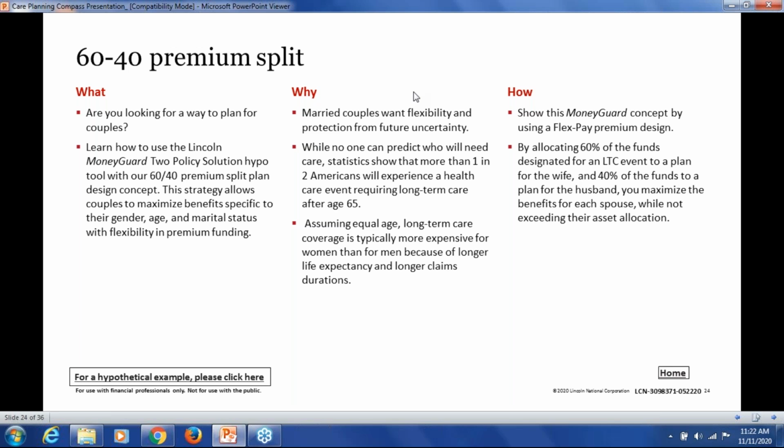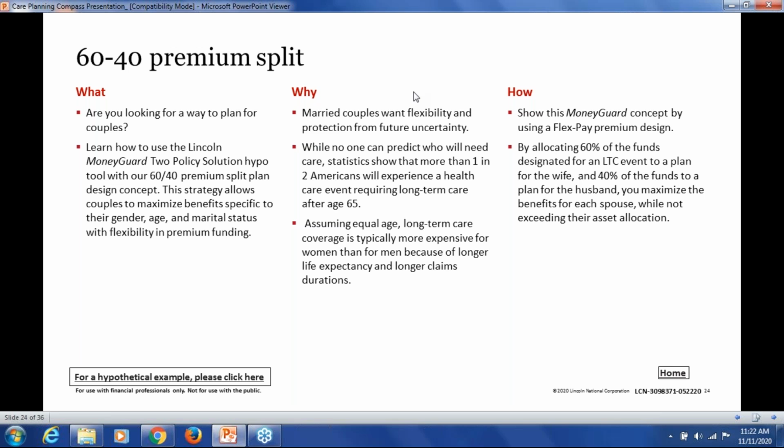60-40 premium split. This is an idea that I end up using every year in some case design situations, and something you might want to look at when you're planning with couples. So a lot of times we assume when we're running illustrations that we're going to give a husband and a wife the exact same benefit.